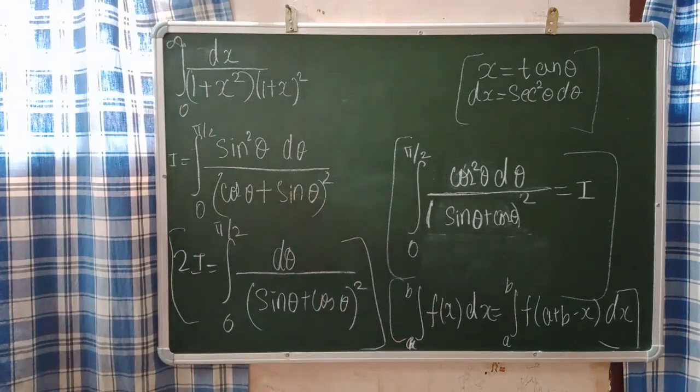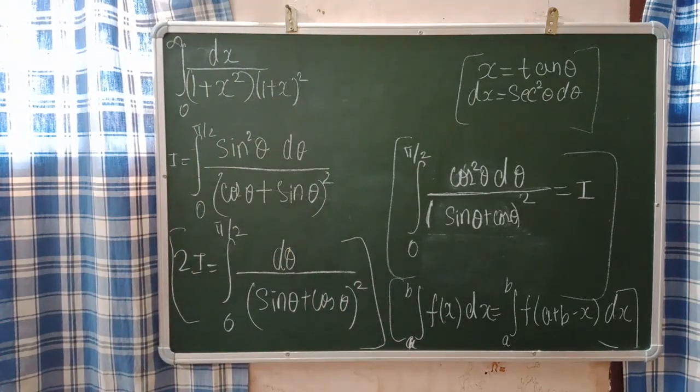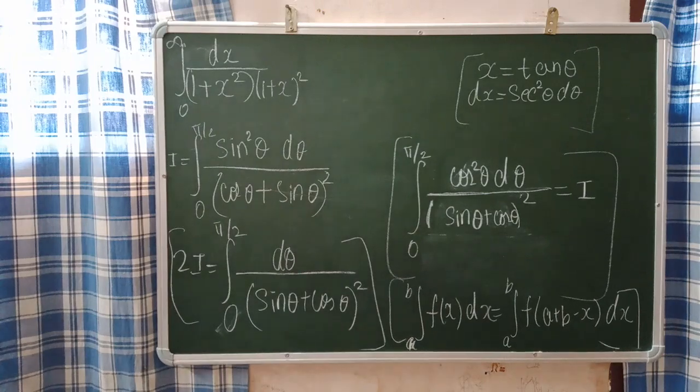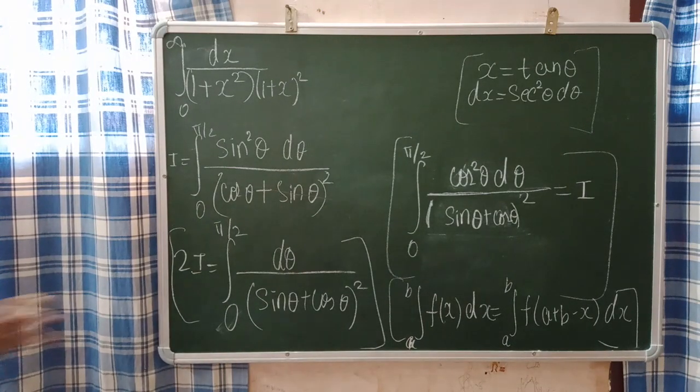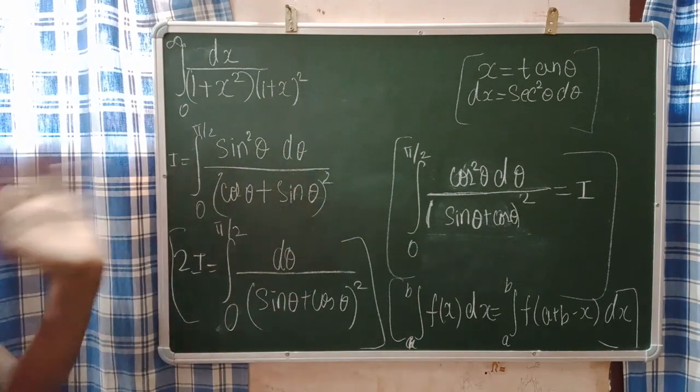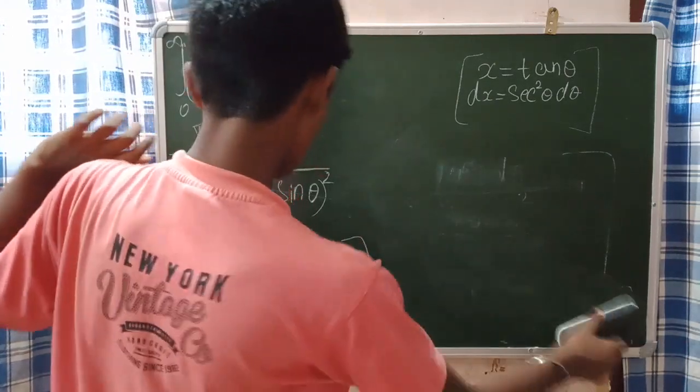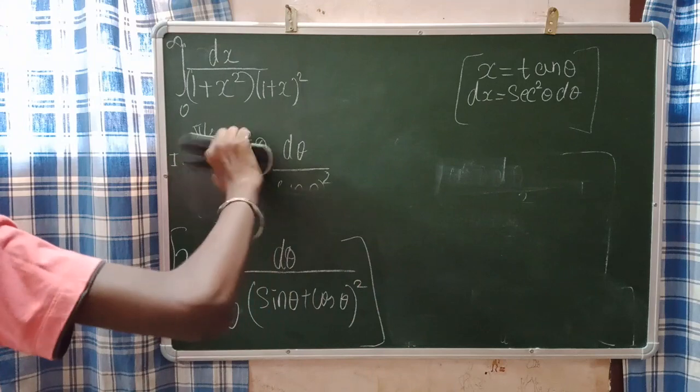So 2a is equal to integral of d theta divided by sin theta plus cos theta whole square from 0 to pi by 2. So 0 to pi by 2, that will be your 2a. This is what you will get when you add these two integrals. Now I will rub this.